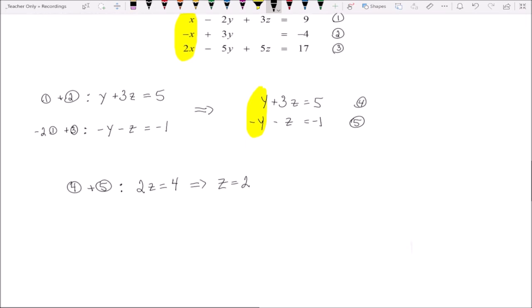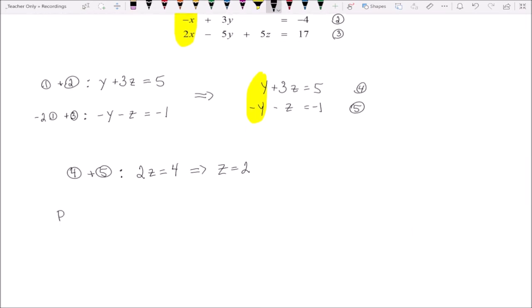Now, what we can do, take z equals 2, and let's plug it into equation 4. We can plug it into either 4 or 5. It doesn't matter. 4 looks like the easiest to work with. Doing this, we're going to get y plus 3 times 2 is equal to 5. That means that y plus 6 is equal to 5, or y is equal to negative 1.